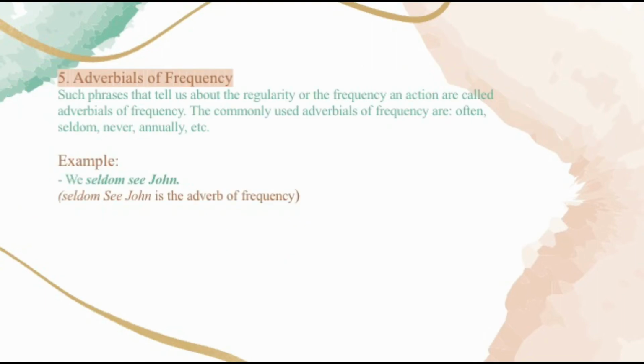And then the last type is adverbials of frequency. Such phrases that tell us about the regularity or frequency of an action are called adverbials of frequency. The commonly used adverbials of frequency are often, seldom, never, annually, etc. For example, we seldom see John. "Seldom see John" is the adverbial of frequency.